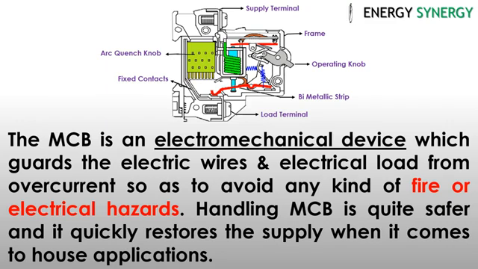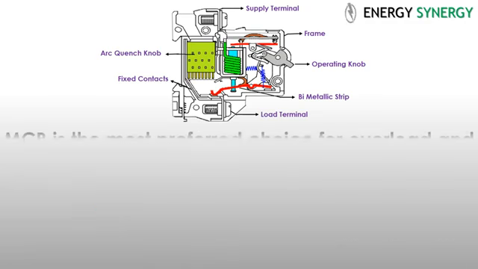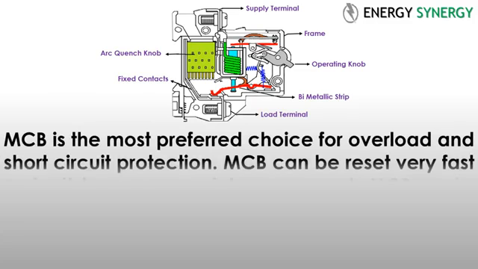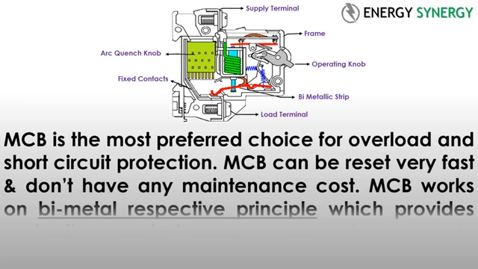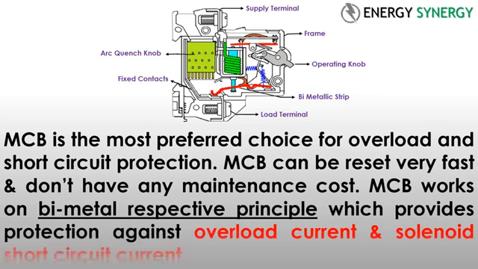Handling MCB is quite safer and it quickly restores the supply when it comes to house applications. MCB is the most preferred choice for overload and short circuit protection. MCB can be reset very fast and doesn't have any maintenance cost. MCB works on bimetal principle, which provides protection against overload current, and solenoid for short circuit current.